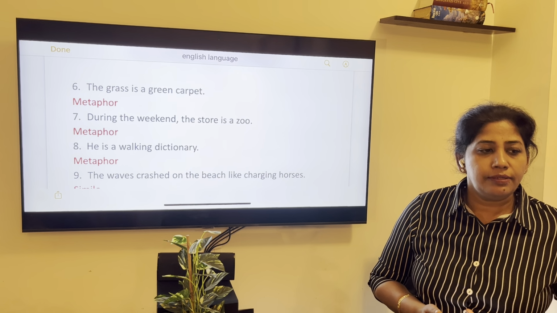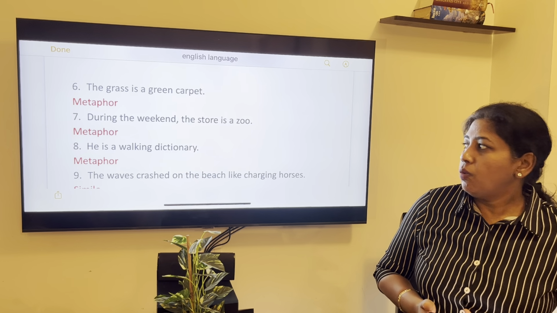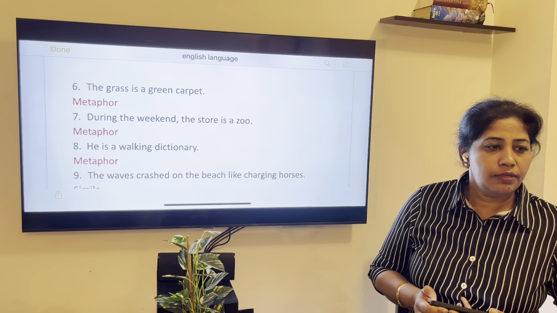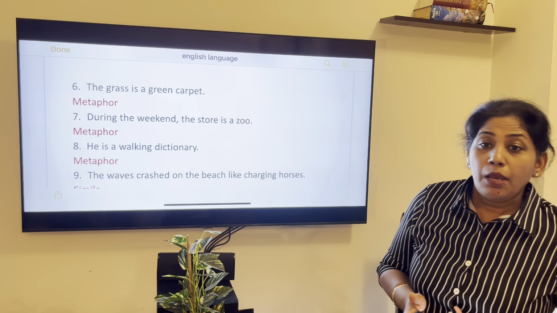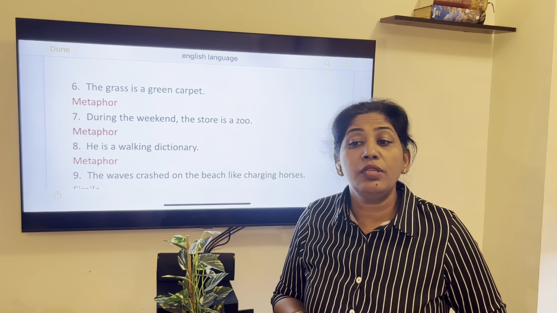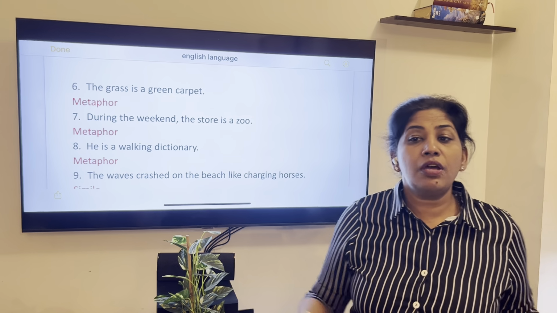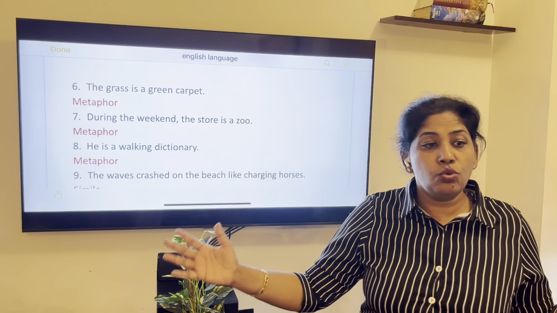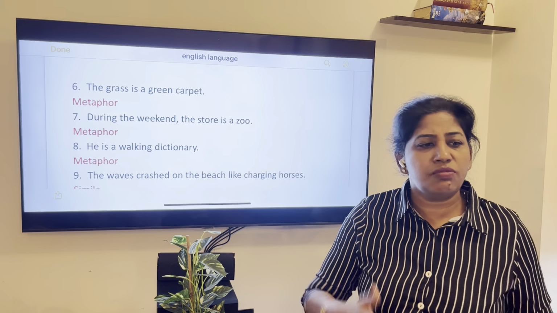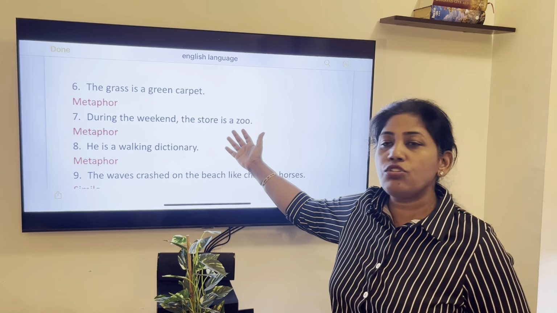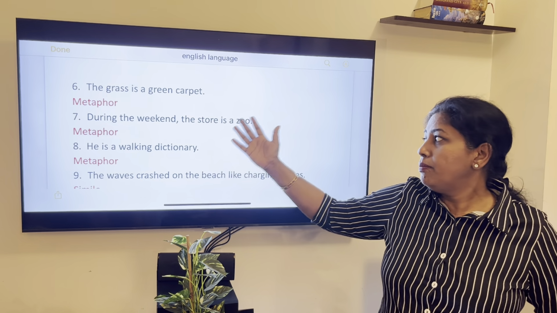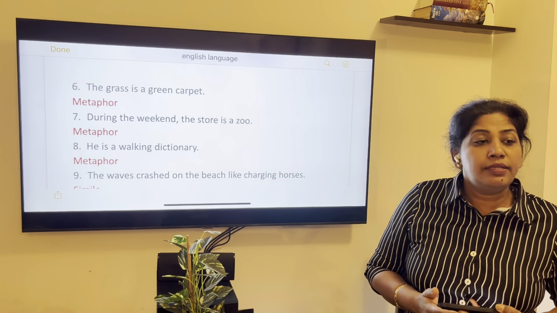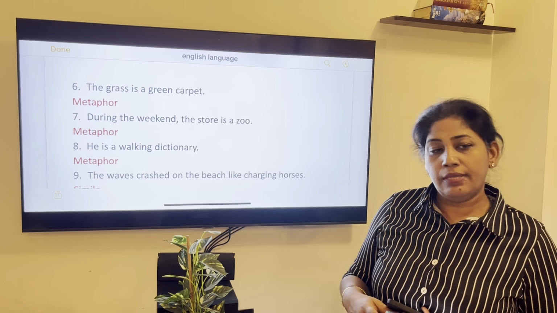During the weekend, the store is a zoo. How do you explain that? Why is it a metaphor? And what's the meaning of this sentence? Right. The sentence here means that during the weekend, there's a lot of crowd in the shop, in the store. So the store becomes a zoo. Everybody is screaming, shouting, it's very crowded. So during the weekend, the store is a zoo. And because comparison is of a store to the zoo, and there is no use of words like and as, so it's a metaphor.